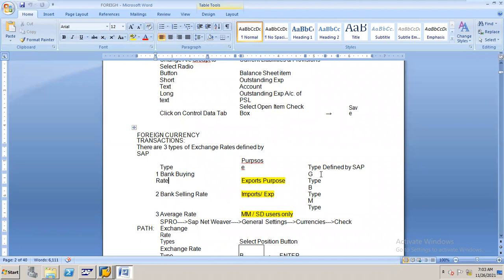So these G type, B type, M type are already defined in the SAP system. We are not going to create them. It is already there. Let me show you.